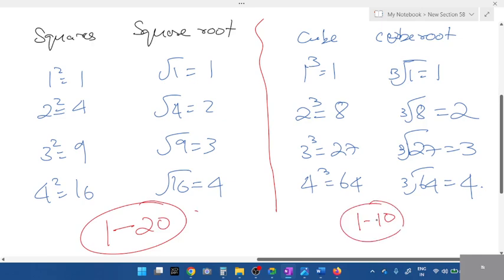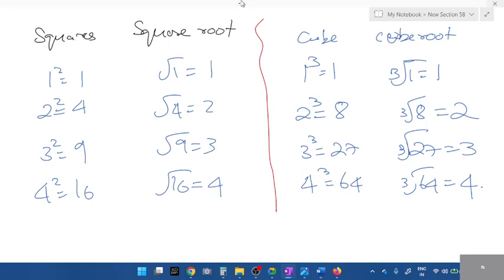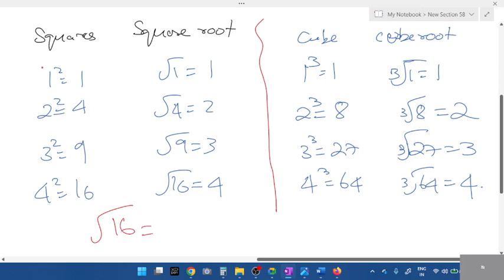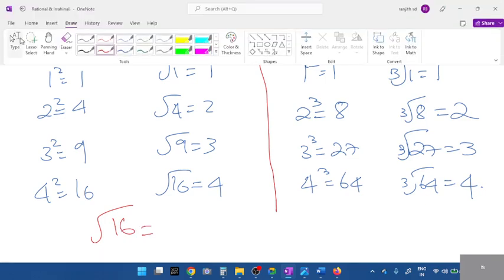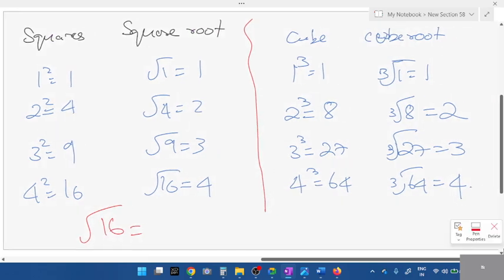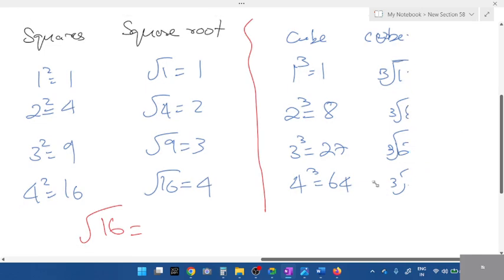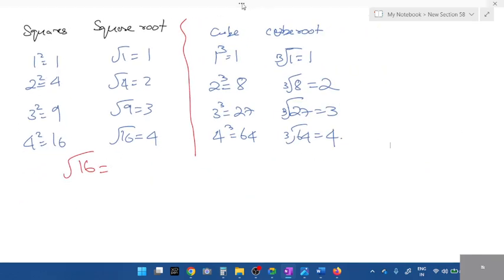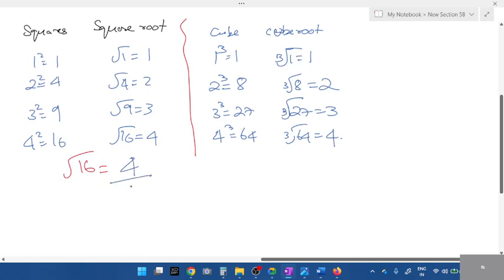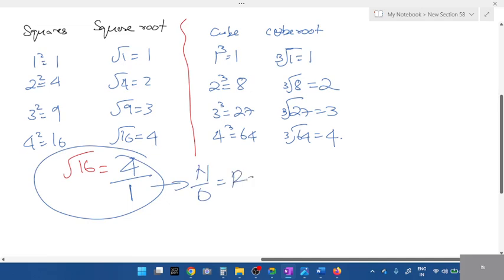Now, all these values are rational numbers. We call all these rational numbers. The reason is, look here, if I write square root of 16, students, how much is square root of 16? 4. Does 4 have a denominator? No denominator. If there is no denominator, can I write it as over 1? It's the same, right? So it has numerator by denominator. It is a rational number.